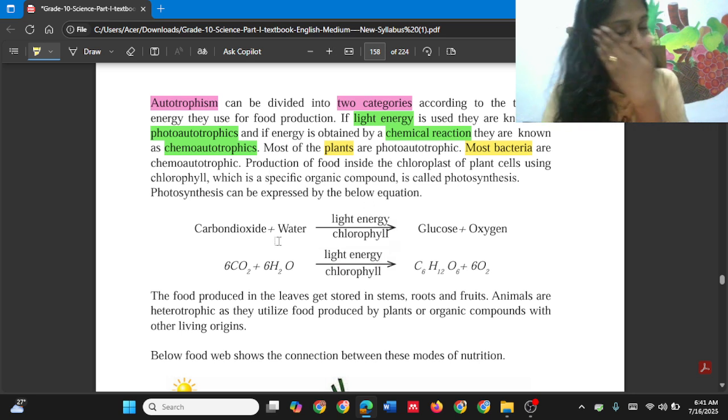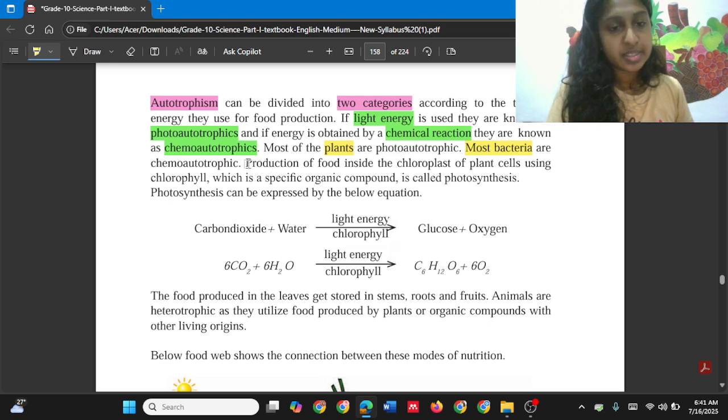Production of food inside the chloroplast of plant cells using chlorophyll, which is a specific organic compound, is called photosynthesis. This is the photosynthesis we know. Now you know what a chloroplast is, the organelle in plant cells for photosynthesis. We write chlorophyll in the equation below.